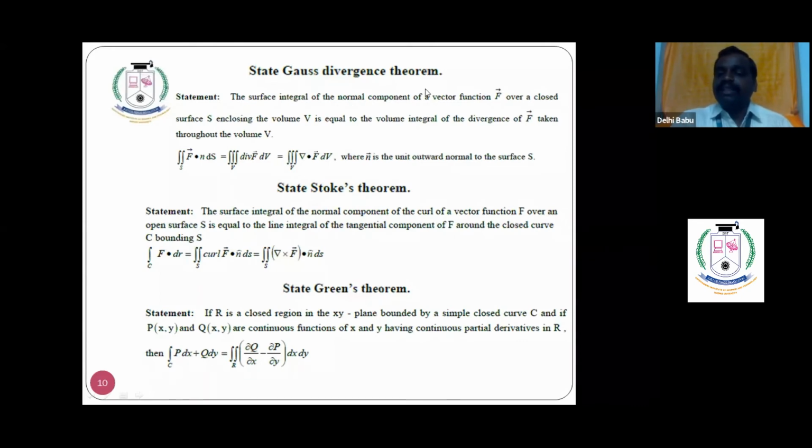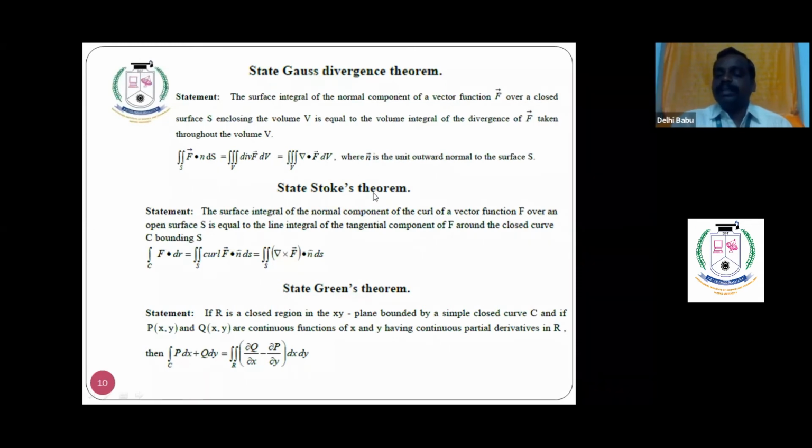What does Gauss divergence theorem say? Divergence, already you know, is nothing but a dot product. Double integral over S of f vector dot n cap into ds, which is equal to triple integral over V of divergence f, what is divergence f actually? Del dot f vector into dv. This formula is called Gauss divergence theorem.